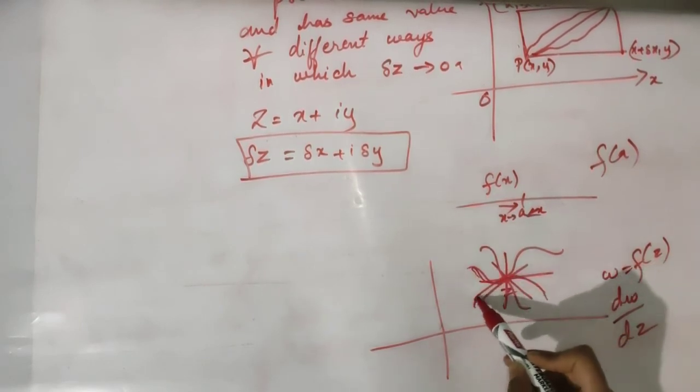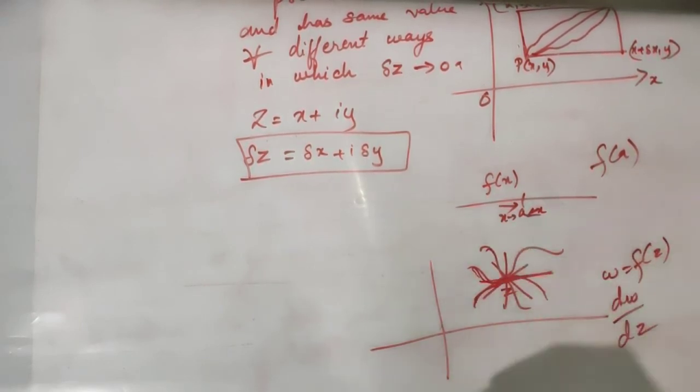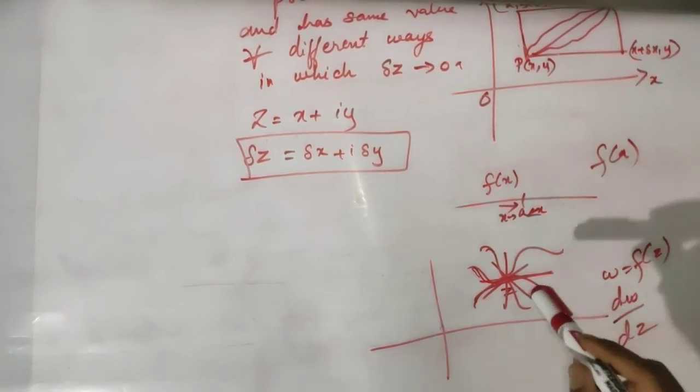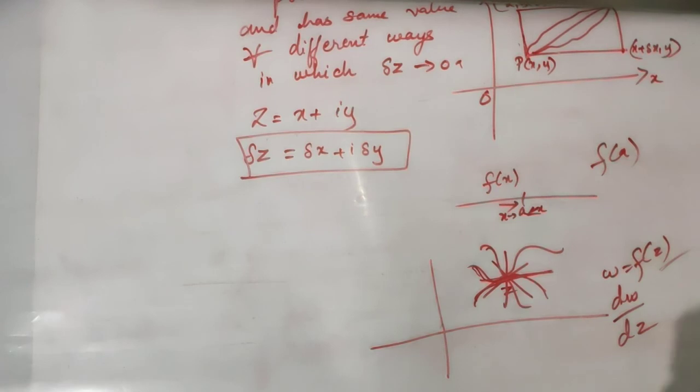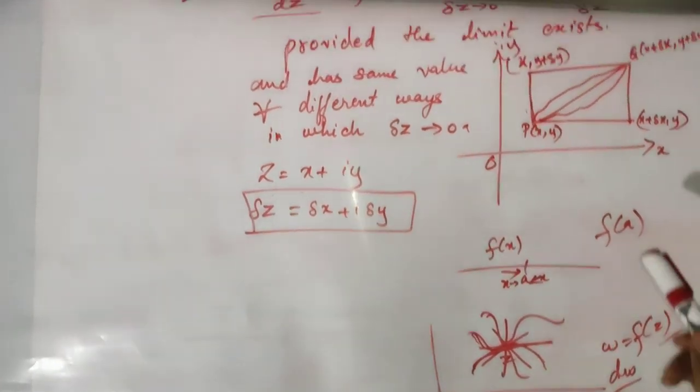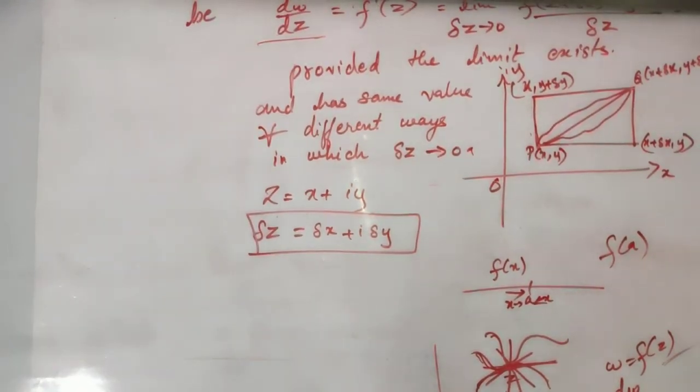Whether I am considering any locus, if it gives me the same value through all the loci at that point, then I am going to say that my given function is differentiable, or the derivative exists for that function. This point you need to understand here. That is why I have given this figure for all of you. So I hope the point is clear to all of you.